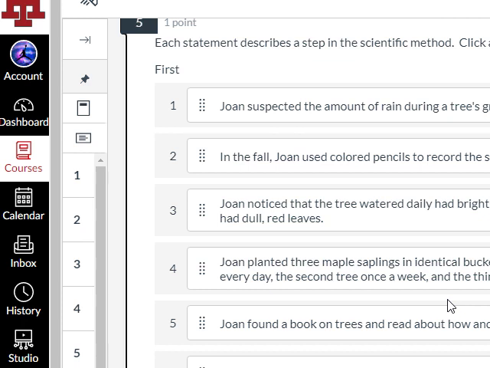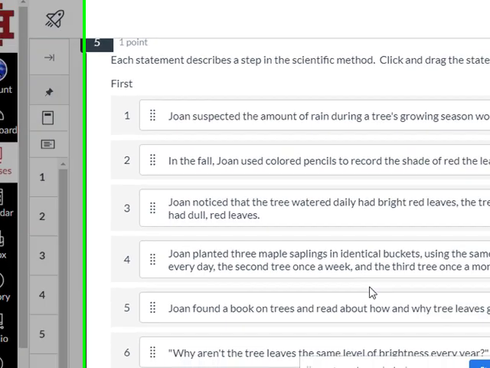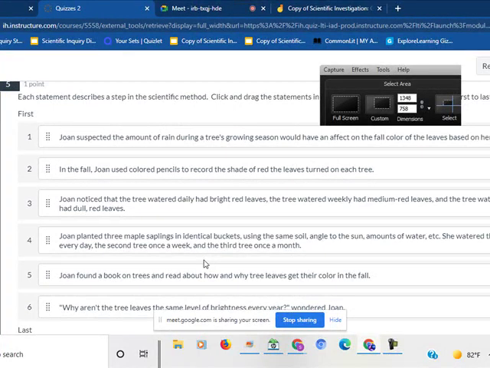John planted 3 maple saplings in identical buckets using the same soil, angle to the sun, amount of water, etc. She watered the first tree every day, the second tree once a week, and the third tree once a month. What does that sound like? What part of the problem? Collecting data? No, they're not collecting data. Doesn't it sound like they're setting up the experiment? Oh, so like they're building the experimental setup.